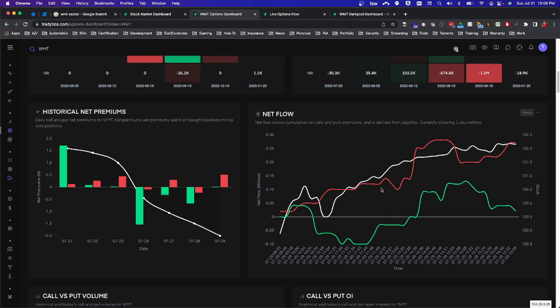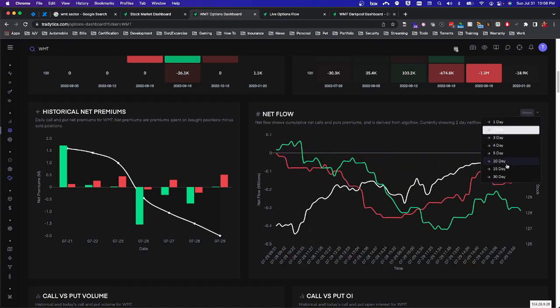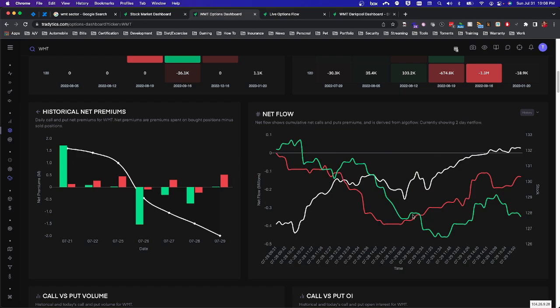So we can see there's been a significant amount of put buying recently, and then a good amount of call selling as well, which is a very bearish indication. And we can look back historically and see that 2 days ago a lot of call selling was happening, along with put selling, yet Walmart's continuing to move up, which is divergence.